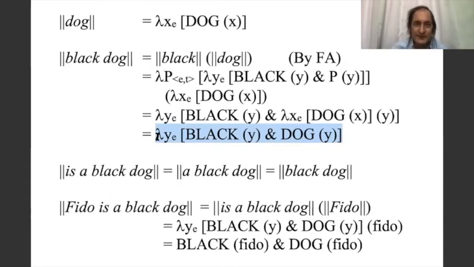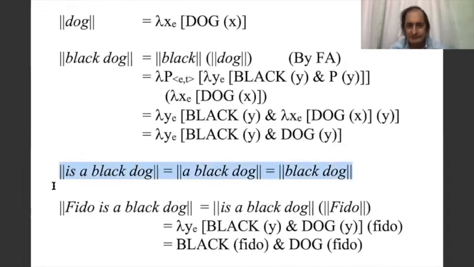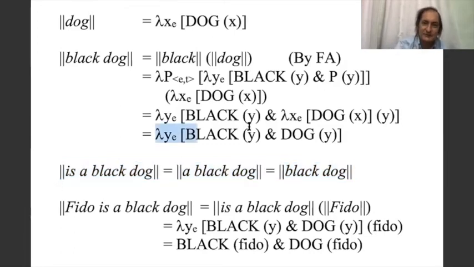Then the next thing we're going to do is combine that with a, and then we combine the result with is. But those two expressions were vacuous. They don't change anything. They take something and they give it back. And so I'm going to just very simply ignore those steps and say that is a black dog translates as the same thing as a black dog, which translates as the same thing as black dog, which is the same as what we just calculated here.